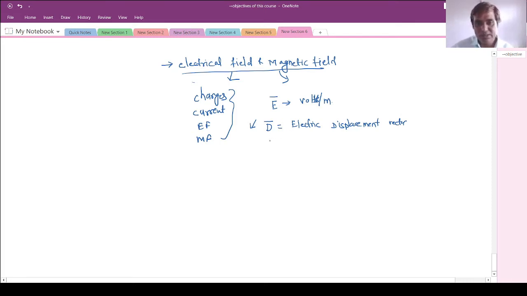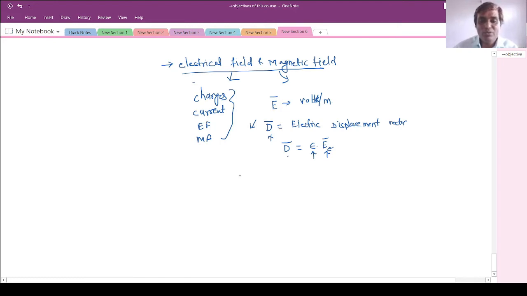But there, what will happen is the electrical displacement vector will not depend on the medium. So I can write the electrical displacement vector D bar equal to epsilon, which gives me the permittivity, into the electrical field E bar. As permittivity changes, the electrical field will change according to it. But D bar, the electric displacement vector, will not change, or it does not depend on the medium. So that is the thing.